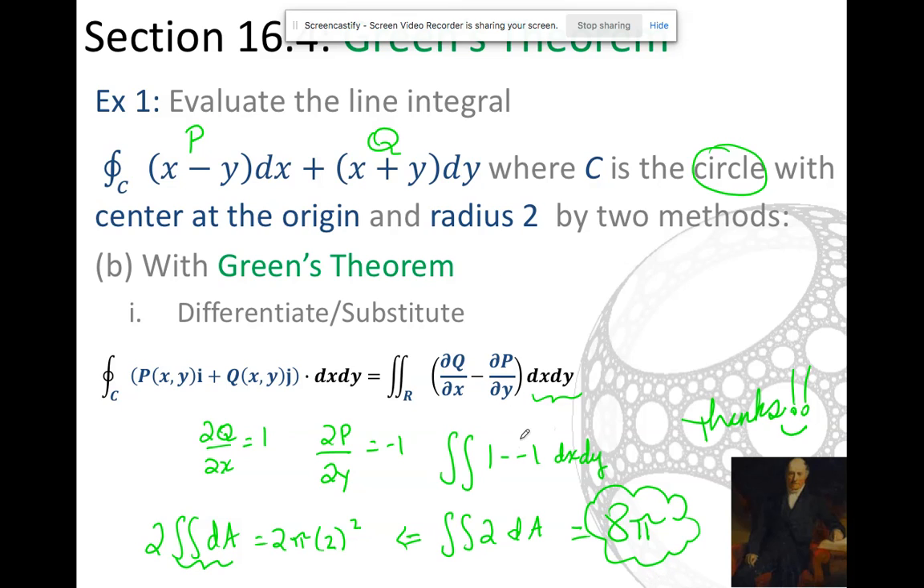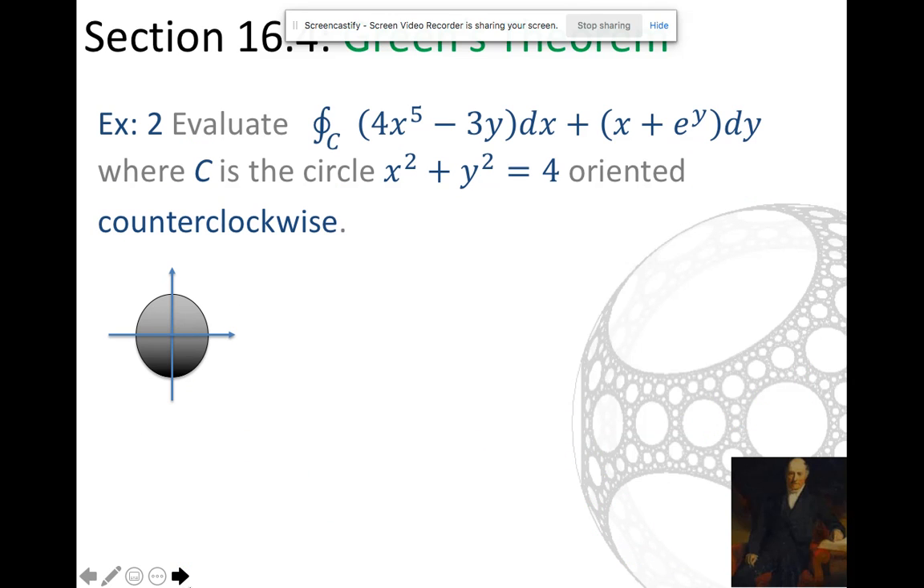So hopefully you see there that even though not using Green was okay, there's going to be times where my P and Q are gross, like the next example. Look at my P and Q there. You want to parametrize that? Parametrizing this wouldn't be terrible, but hello? What the heck? Now remember, my dot product is already done.